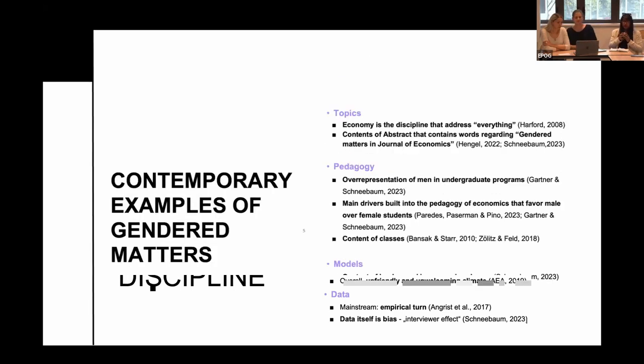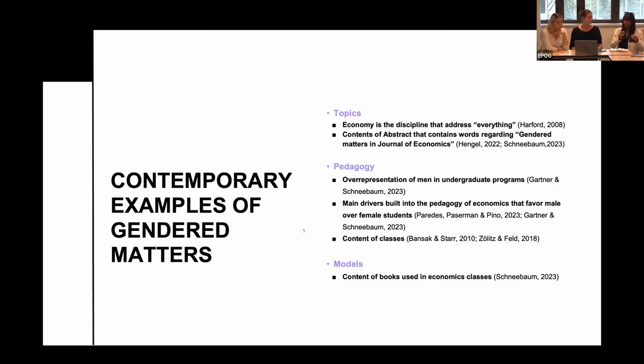Well, the next section is the contemporary examples of gender matters. First off is the topics. Economics has shifted the topic of research from everyday life to everything. I mean, to research about everything, but gender is an important research topic for economics.